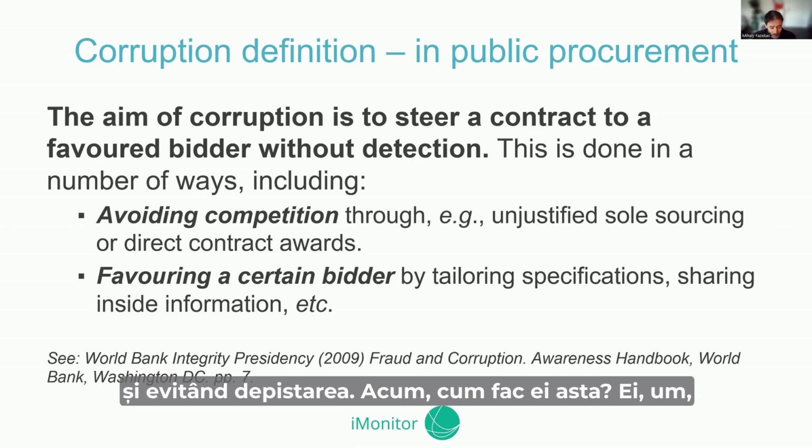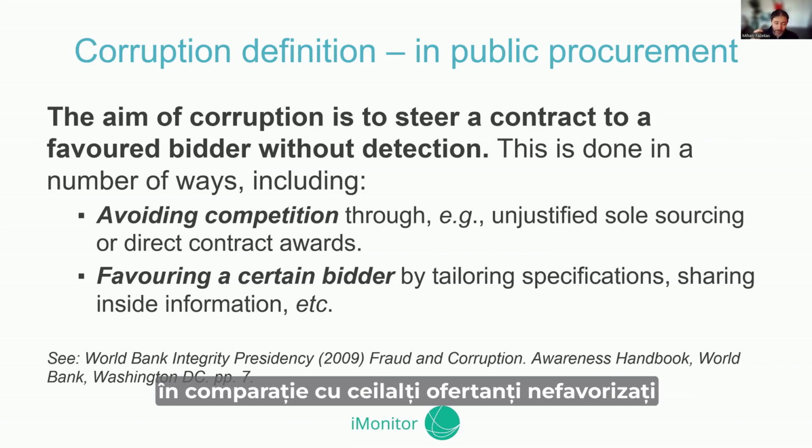Now, how do they do this? They first and foremost have to avoid open and fair competition. That means the favored bidder should have an advantageous position in competition compared to the other non-favored or non-connected bidders. And this can be unjustified sole sourcing, so avoiding open competition and directly awarding a contract without sufficient justification.